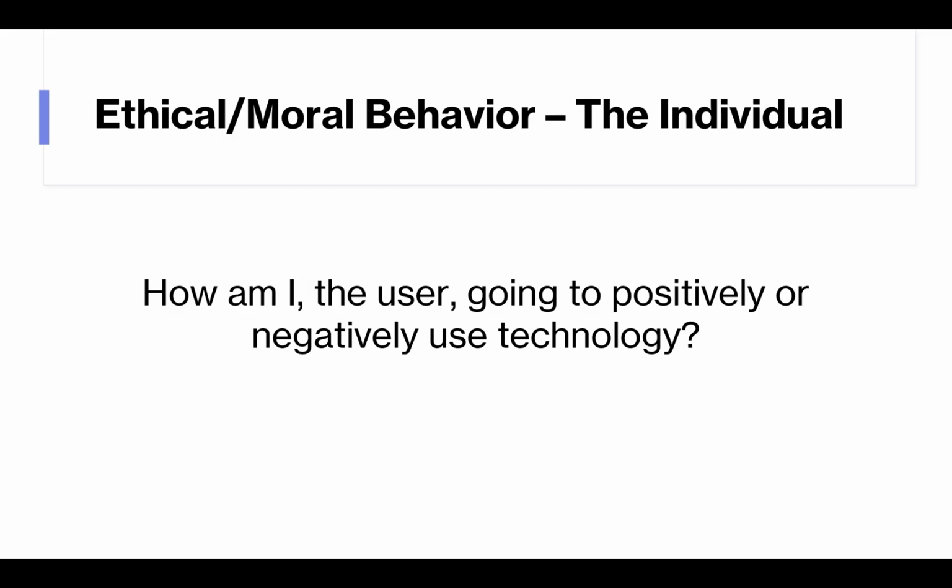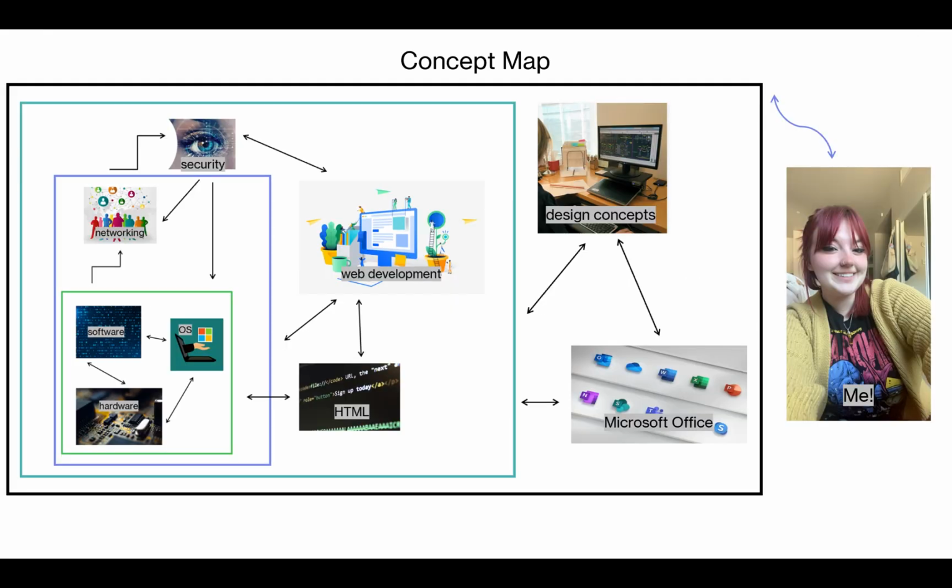Now to tie this all together into the biggest part of this presentation, which is the ethical and moral behaviors and how the individual can use each and every one of these processes. The ultimate question that everyone asks themselves while using technology is, how am I, the user, going to either positively or negatively use such technology that I have available to me? Now, the best way to discuss this question is to look at the concept map as a whole.